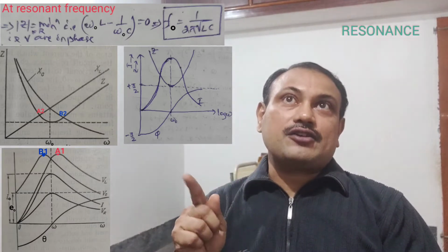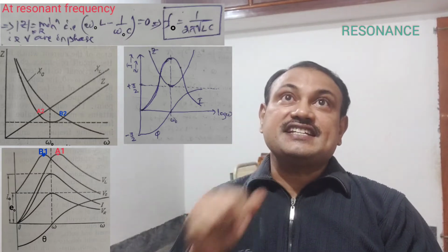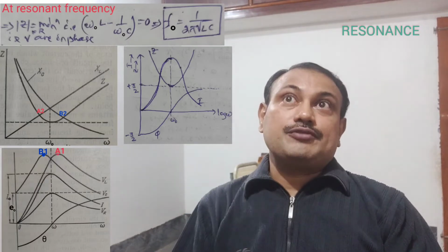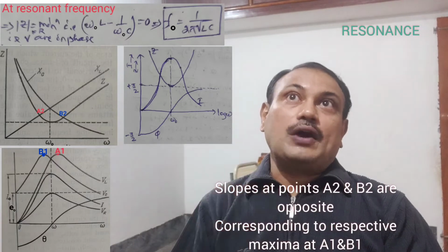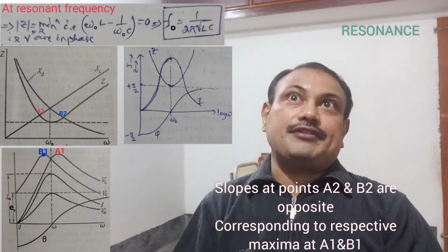And the voltage drop across the inductor, if you see, increases with frequency from the frequency 0 to a point A1, slightly above the resonant frequency.